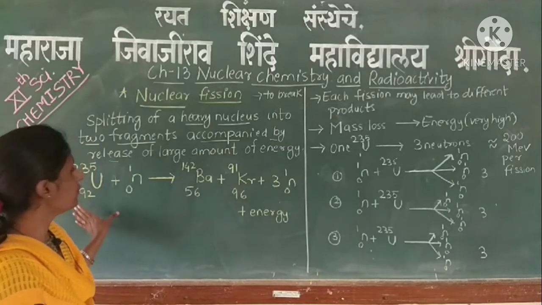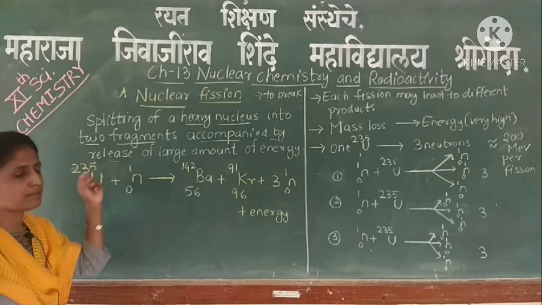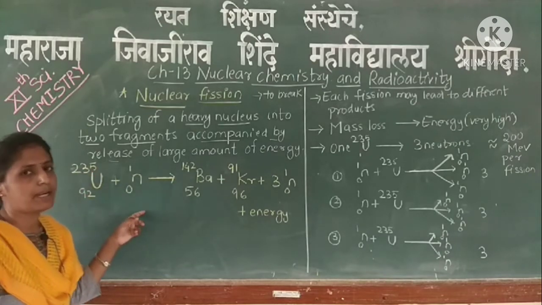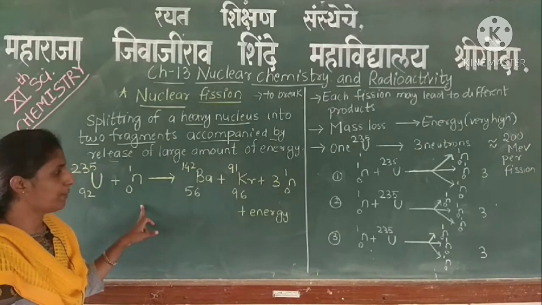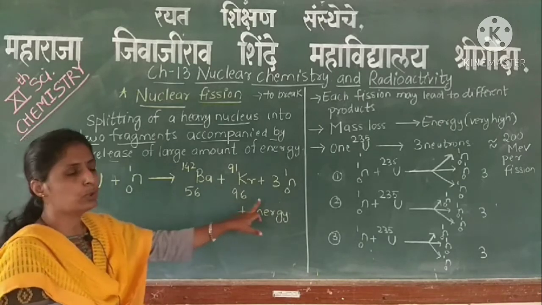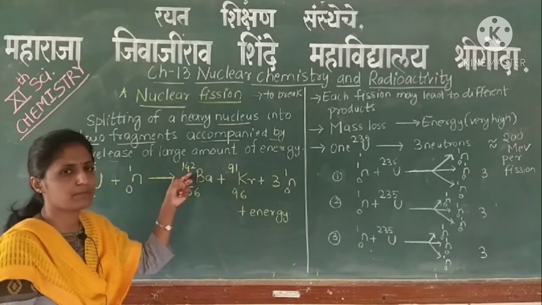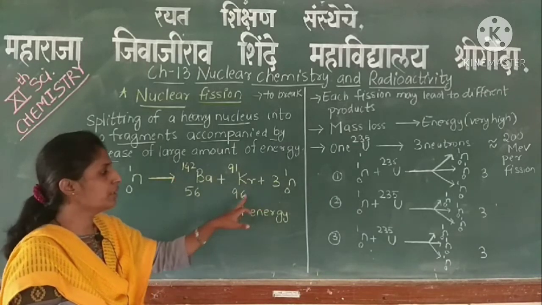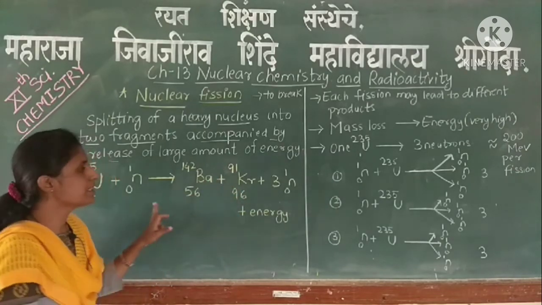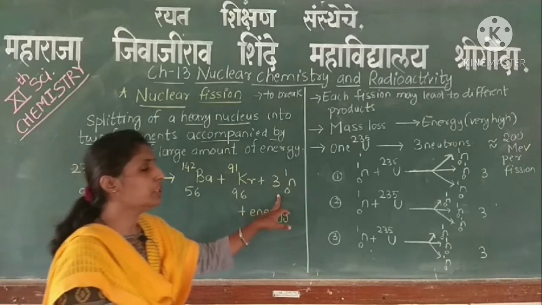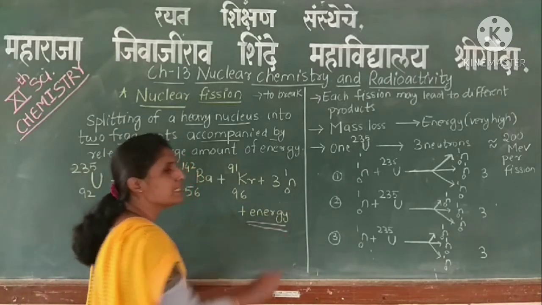Now here we will explain with the help of an example. Uranium-92 having mass number 235, when it is bombarded with neutron. When the uranium nucleus is bombarded with a neutron particle, it breaks up into two daughter nuclei, that is barium-56 having atomic number 56 and mass number 142, and krypton with atomic number 96 and mass number 91. Now in this process, along with these two daughter nuclei, 3 neutrons are also released, and a large amount of energy is released.